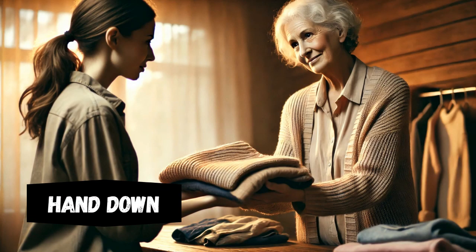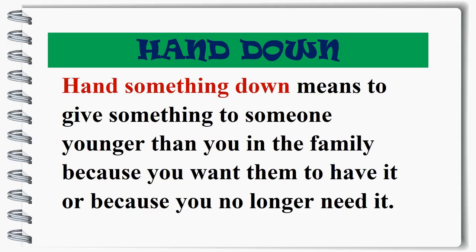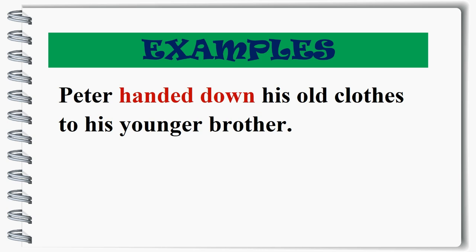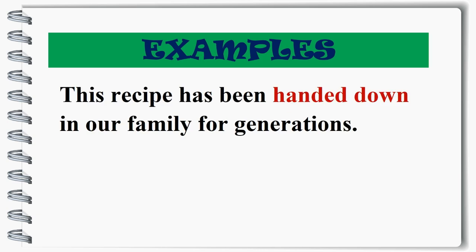The next phrasal verb is to hand down. To hand something down means to give something to someone younger than you in the family because you want them to have it or because you no longer need it. Examples: my grandmother handed down her wedding ring to my mother. Peter handed down his old clothes to his younger brother. This recipe has been handed down in our family for generations.